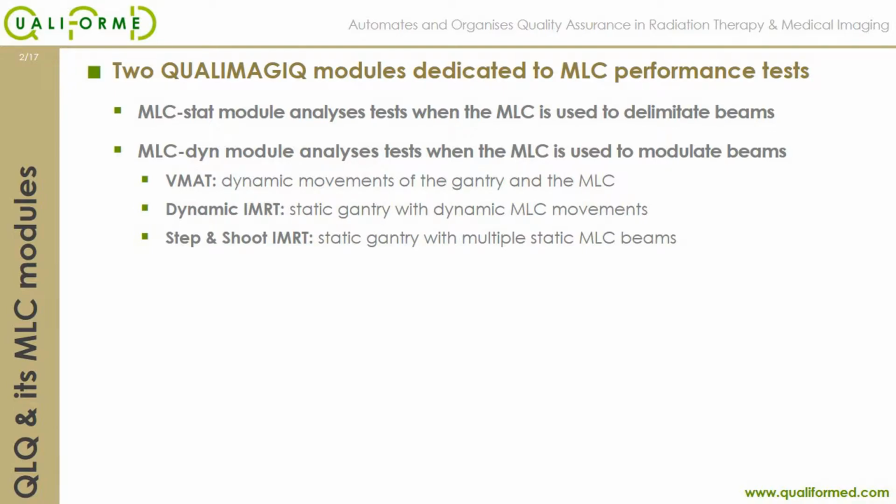The second module, MLCdyn, is for quality control of multi-leaf collimators in dynamic mode. In other words, when the MLC is also used to modulate the intensity of the beam. This MLCdyn module can be used to perform tests in VMAT, in dynamic IMRT, including step and shoot mode.